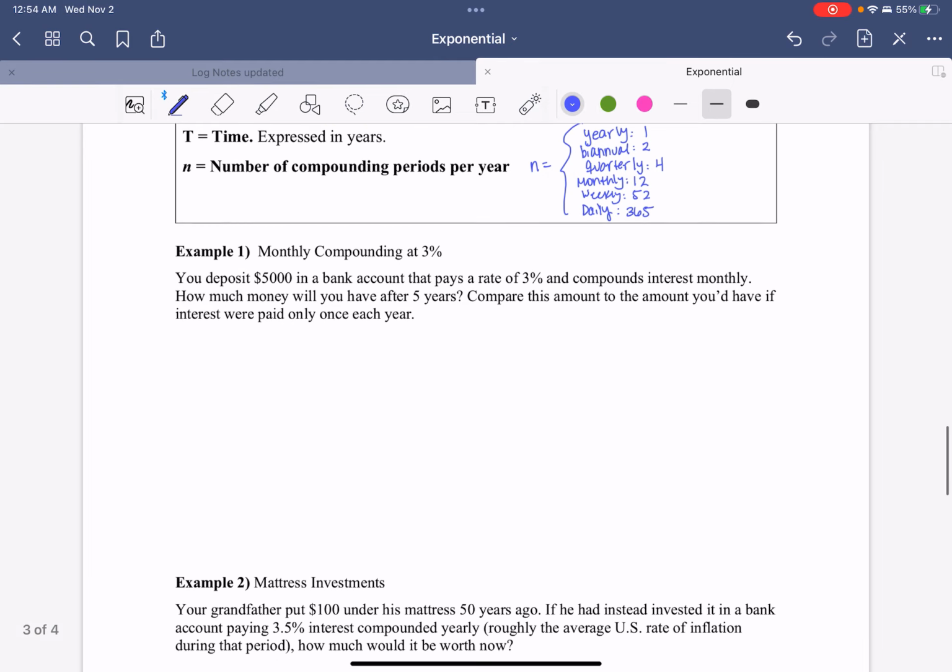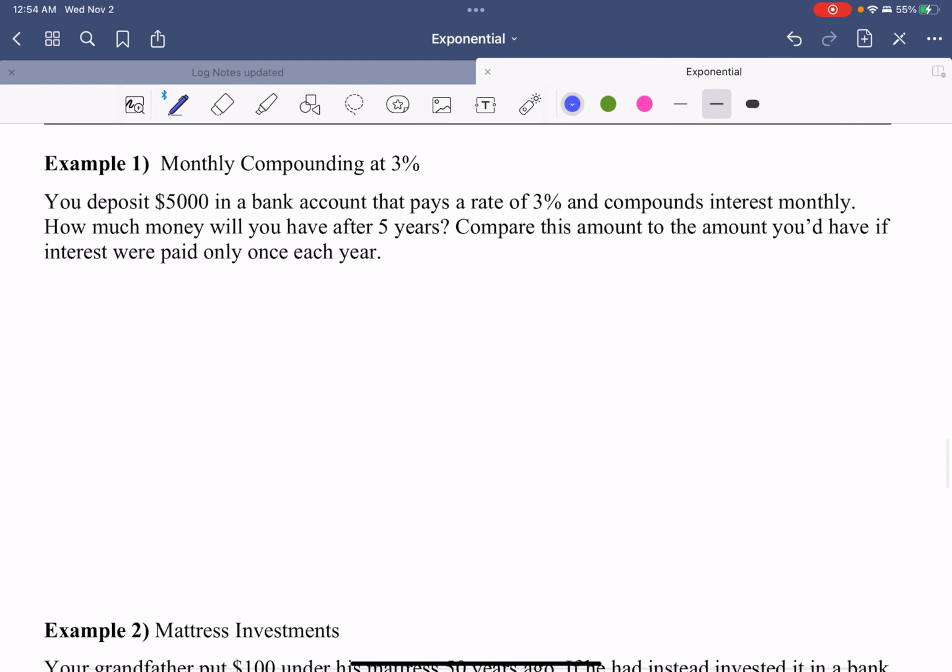Let's start some examples. You deposit $5,000 in a bank account that pays a rate of 3% and compounds interest monthly. How much money will you have after 5 years? Compare this amount to the amount you would have if interest were paid only once each year. I always like to start by underlining the important things or highlighting. The first thing is you deposit $5,000. That's your starting principal, which is the letter P.